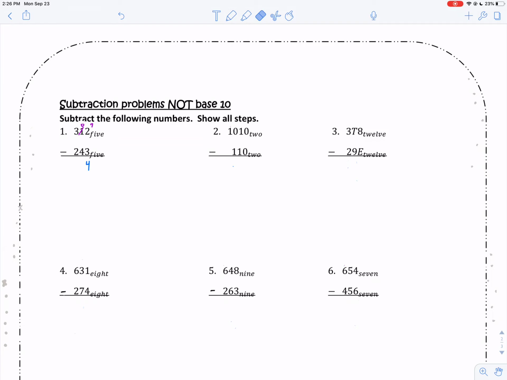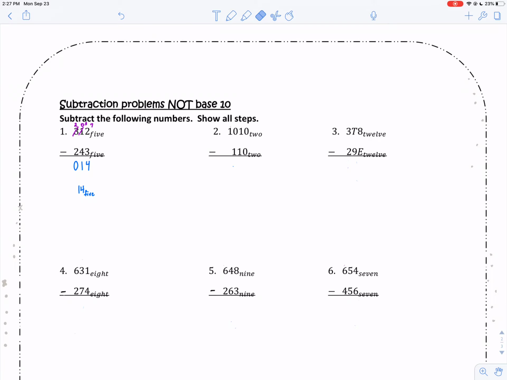Now I need to take 4 away from nothing. Well, once again, I can't do that. So I need to borrow from my 3. So I'll get a 2 up there. And then notice I get a 5 because I'm adding 0 plus 5, not 10, because we're in base 5. So now that's 5 minus 4, which gives me 1. And then finally, 2 minus 2, well, that's just 0. So my answer is going to be 14 base 5.